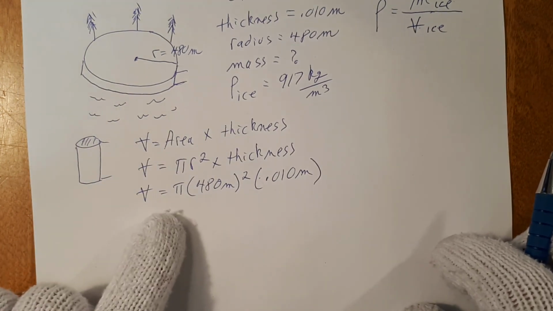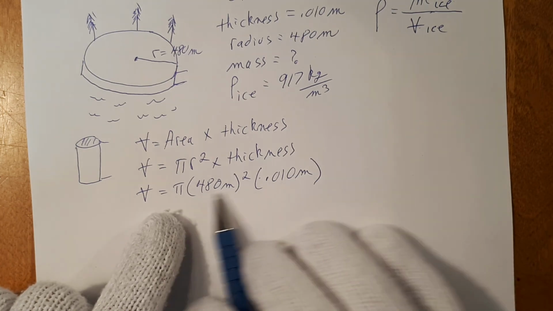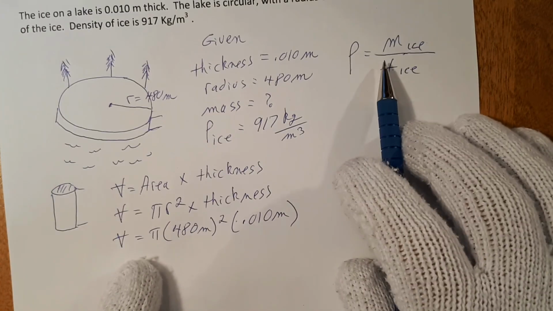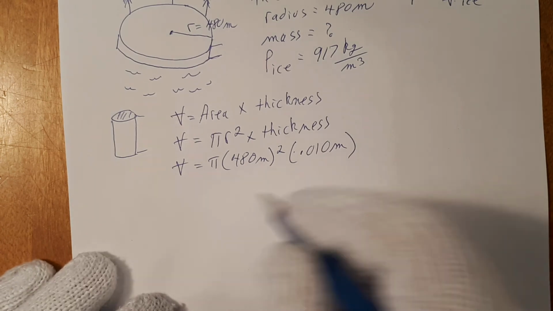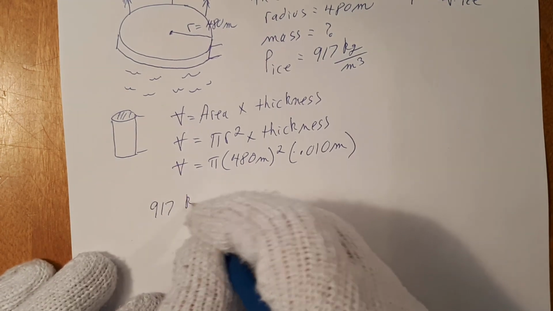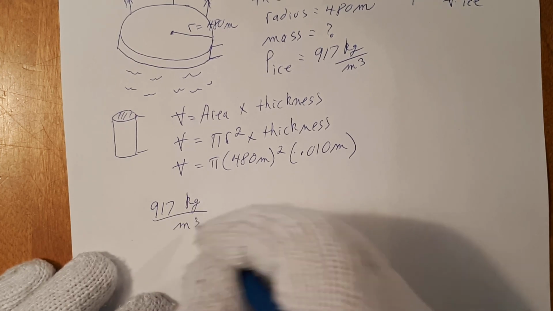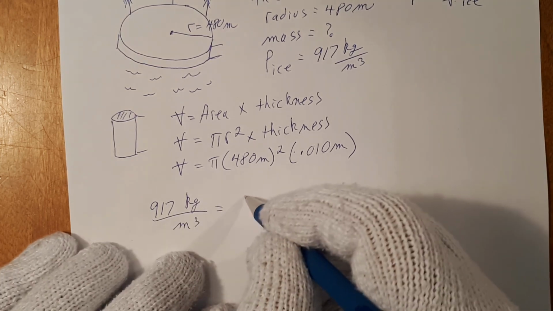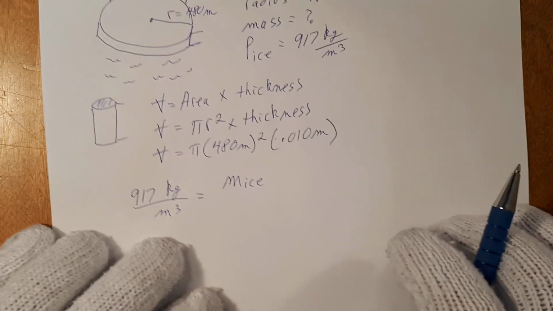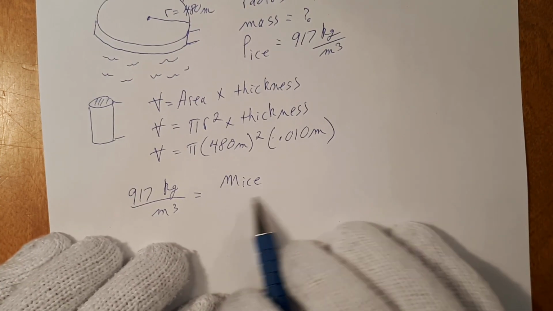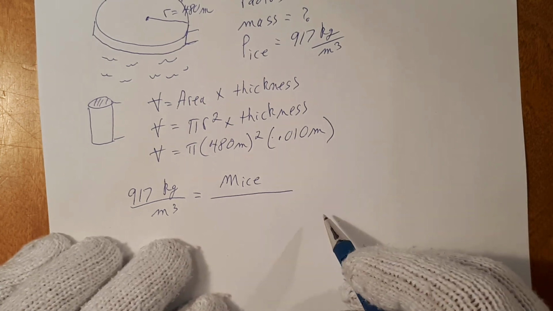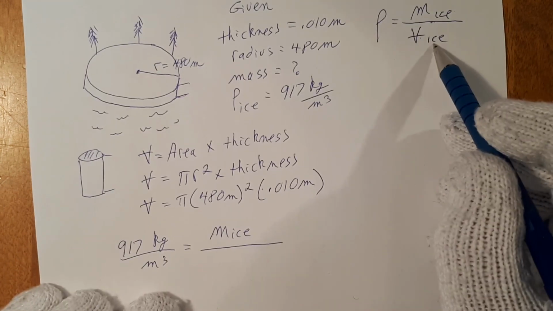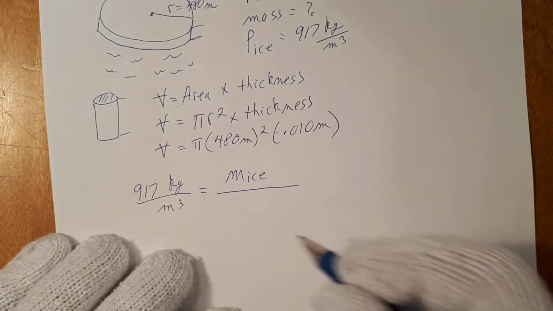Now that we have the volume, even though we haven't done the calculation, it's not necessary yet, and we have an equation, we know what density is, we can go ahead and assemble the equation. Here it is. 917 kilograms per cubic meter is equal to the mass of the ice in question, or sometimes I refer to this as mice, but it's actually mass of the ice that's in question that we're trying to find, divided by the volume, and the volume we calculated to be this.